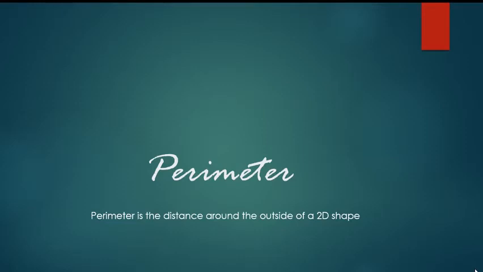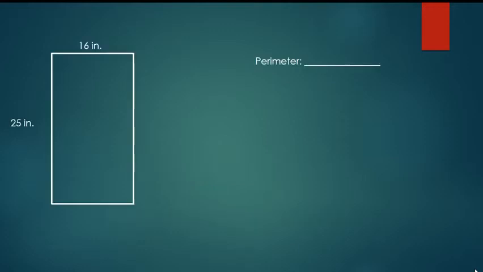With perimeter, we're talking about a distance. It's considered a one direction distance because if we were to unfold that, it would still go into a straight line. And as we do some problems, I think you'll see what I mean by that. So let's look at our first rectangle.